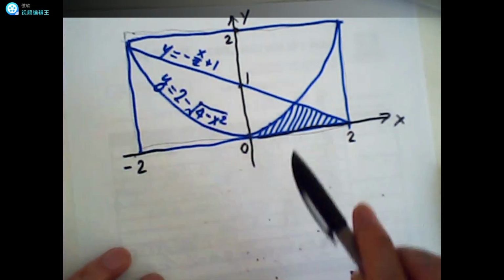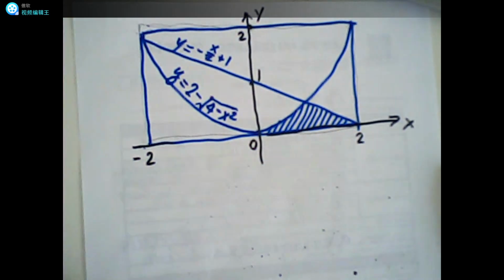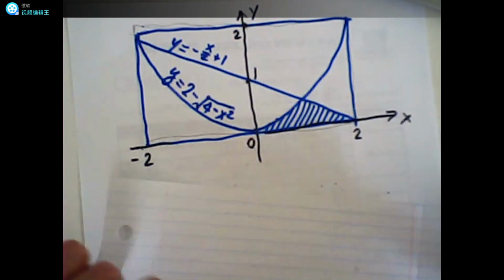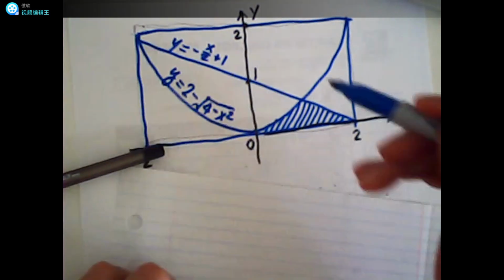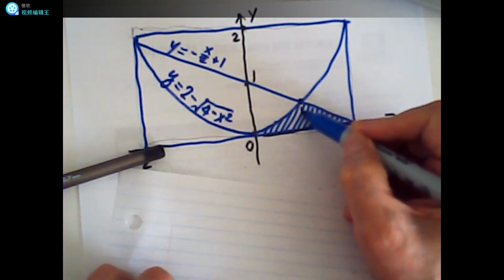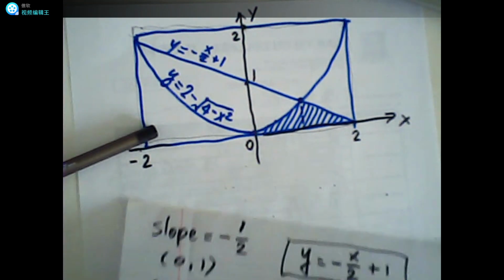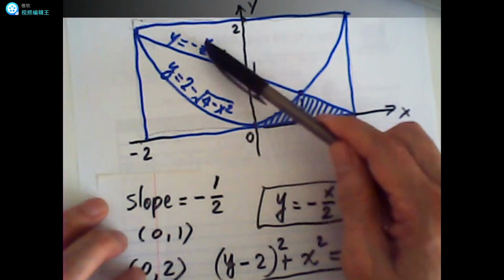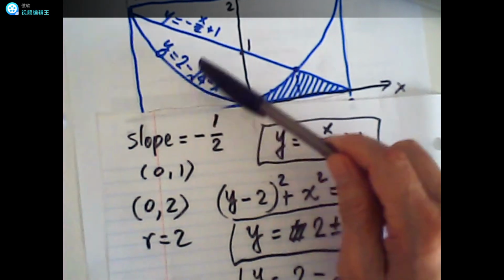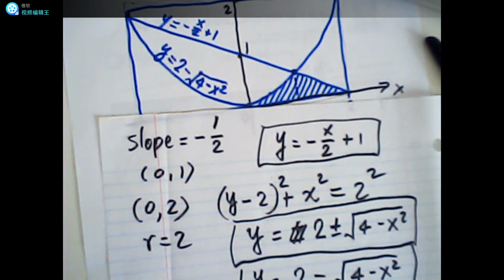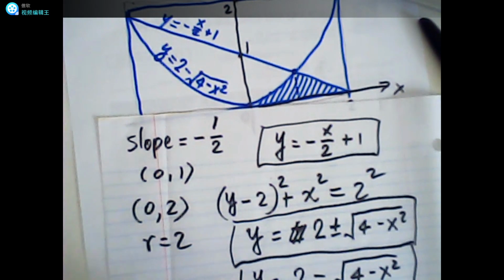Now for the area, yes, I am missing something. We need a point. We need this point. Okay, how to find this point? To find this point, we solve these two equations: y equals negative half x plus 1, and y equals 2 minus the square root of 4 minus x squared.